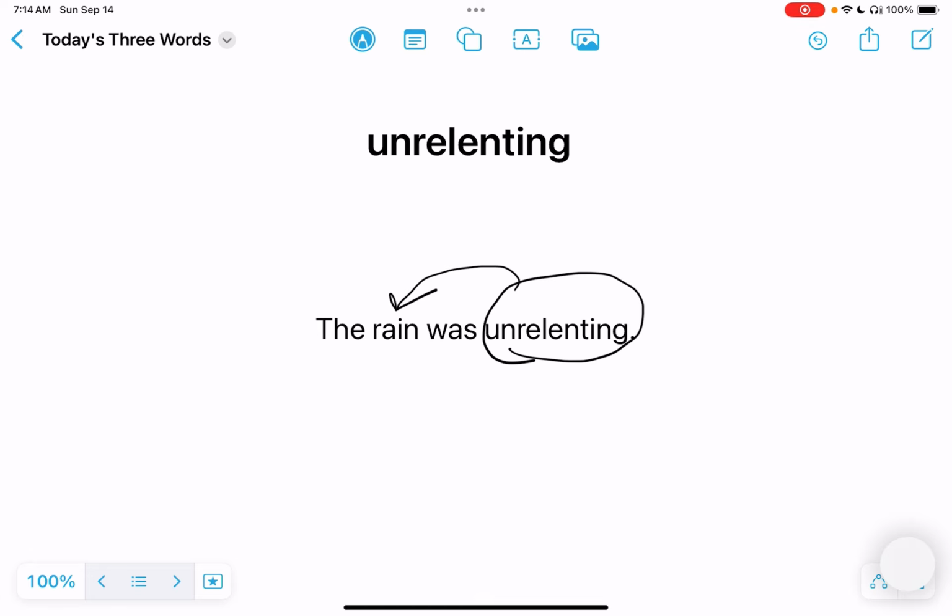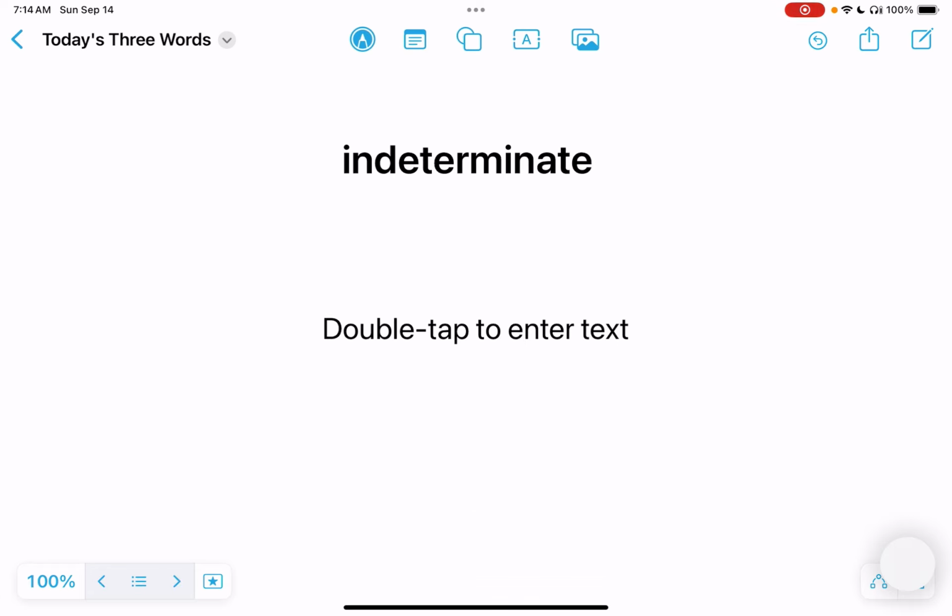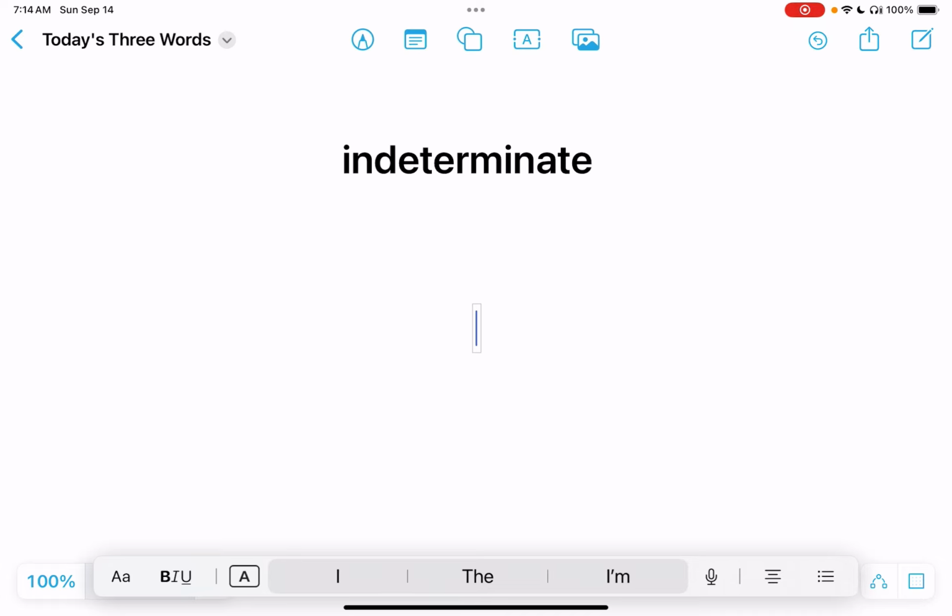Excuse me. So it's pretty straightforward. The rain was not stopping. It was constant. It just kept coming. I imagine there's places in the world where it just rains all the time. But that's unrelenting. Okay, let's move on to indeterminate.